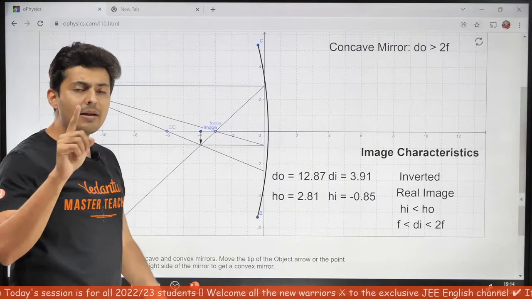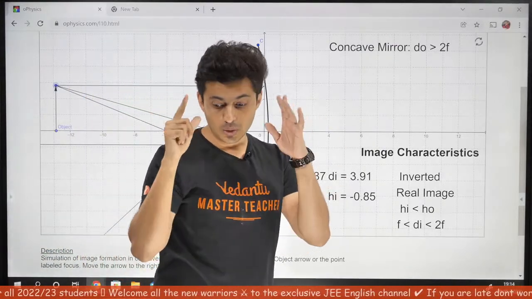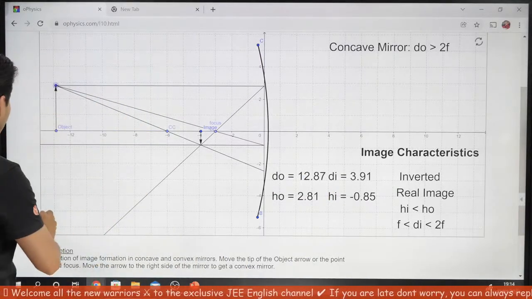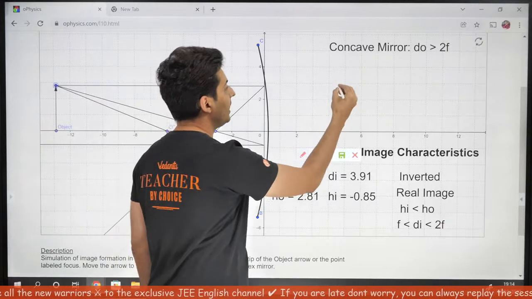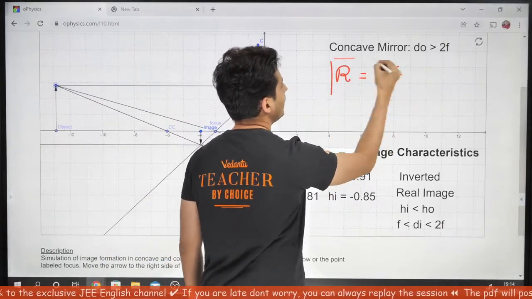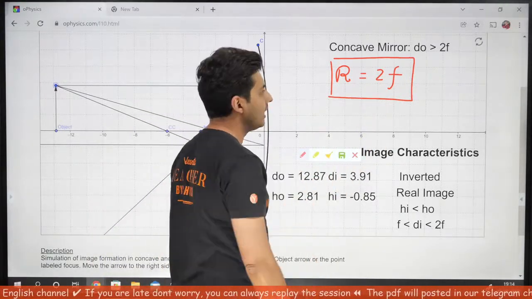A very important thing that you should know: R is equal to 2F. Very important relationship in case you do not know about it. The radius of curvature and the focal length have this relationship. R is equal to 2F. R is the radius of curvature, and F is the focal length.